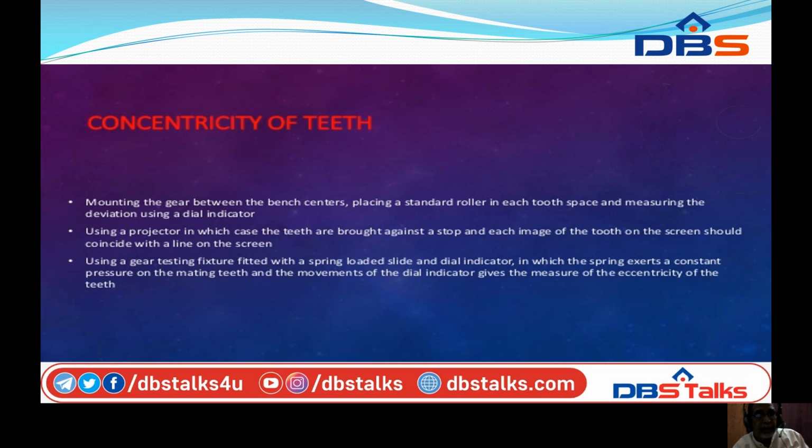Then concentricity of teeth. Mounting the gear between the bench centers, placing a standard roller in each tooth space and measuring the deviation using a dial indicator. Or using a projector, in which case the teeth are brought against the stop, and each edge of the tooth on the screen should coincide with the line on the screen.